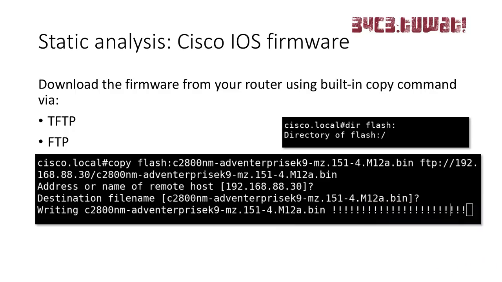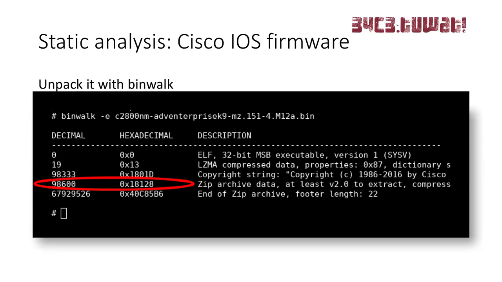So to start with static analysis, you should probably copy the firmware from the flash memory of the router. Use the copy command. It supports TFTP and FTP protocols. So you download the firmware. The next thing you do is unpack the firmware. The firmware itself, when the router starts loading it, has an initial stub that does the unpacking. But you don't have to reverse engineer that. You just use binwalk, which will do the unpacking for you.